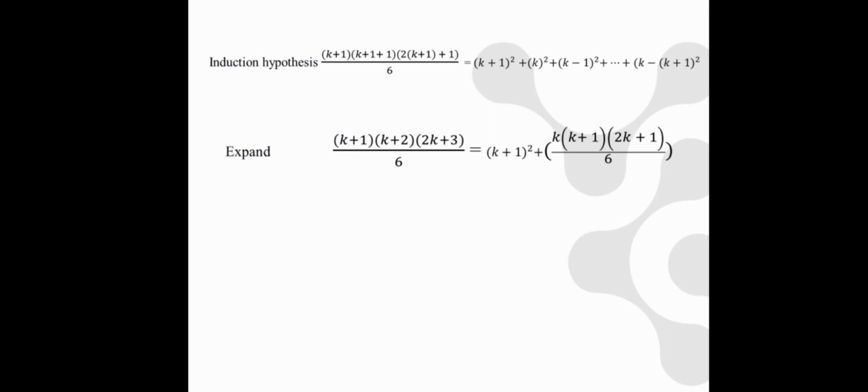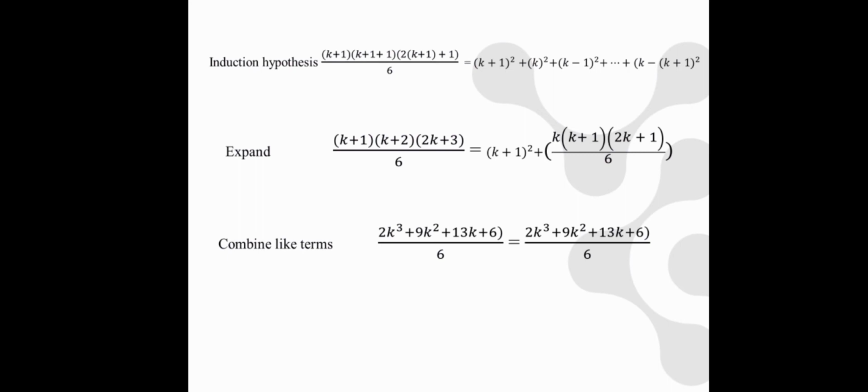So, k plus 1 times k plus 2 times 2k plus 3, all over 6, is equal to k plus 1 squared plus k times k plus 1 times 2k plus 1, all over 6. So, the last step is to combine like terms. So, 2k cubed plus 9k squared plus 13k plus 6, all over 6, is equal to 2k cubed plus 9k squared plus 13k plus 6, all over 6. So, this proves that the formula is correct.